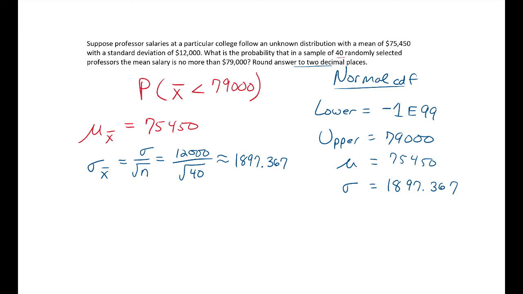So this probability is around 0.969. If we want 2 decimal places, our answer would be 0.97, or 97%. So there is a 97% chance that if we grab a random sample of 40 professors, the average salary between all of those 40 professors is no more than $79,000.